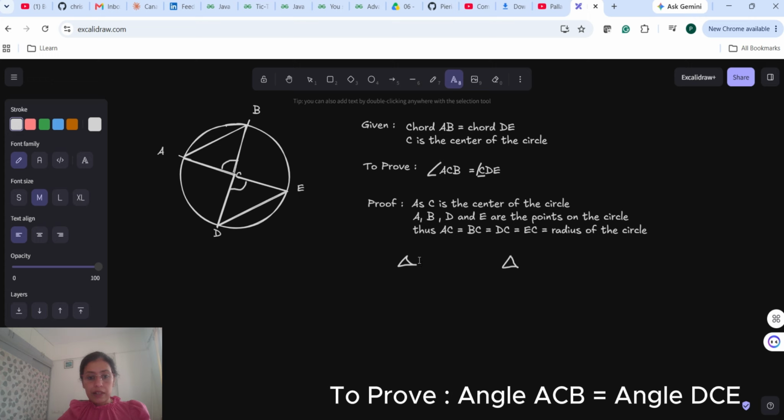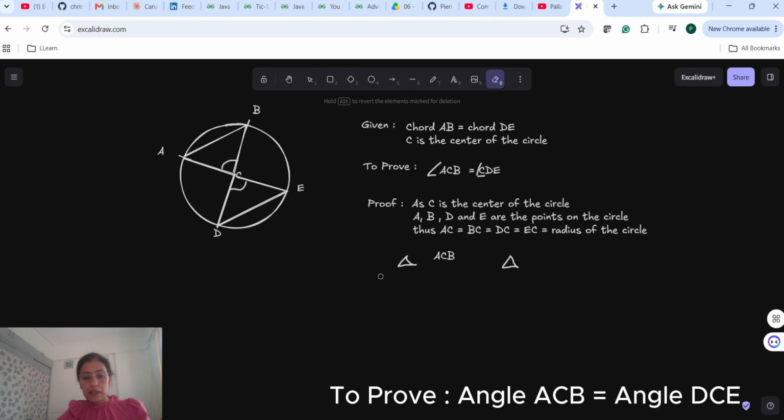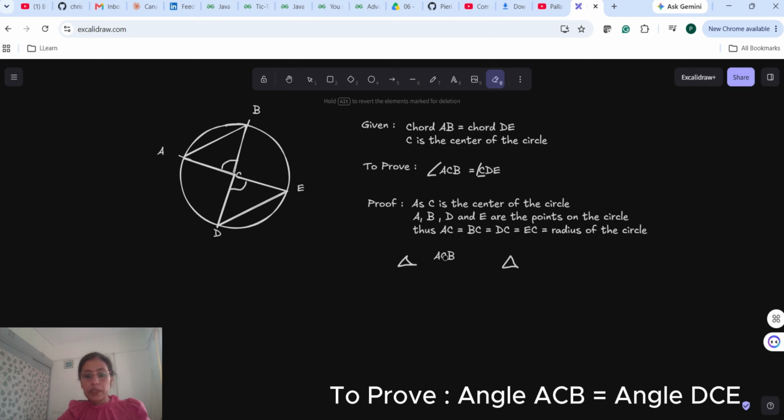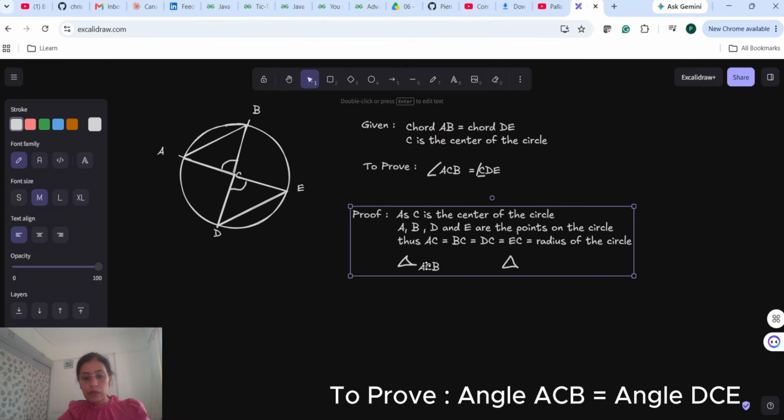One triangle is ACB. For some reason this got a bit scrambled. It's removing the whole thing, so I just need to correct it.